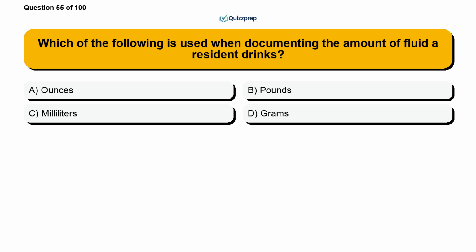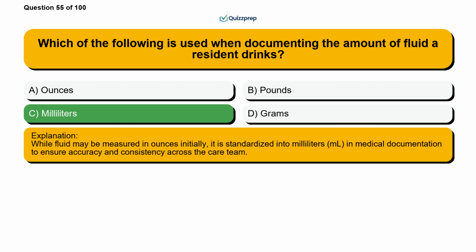Question 55. Which of the following is used when documenting the amount of fluid a resident drinks? Option A, ounces. Option B, pounds. Option C, milliliters. Option D, grams. The correct answer is option C, milliliters. While fluid may be measured in ounces initially, it is standardized into milliliters, ml, in medical documentation to ensure accuracy and consistency across the care team.